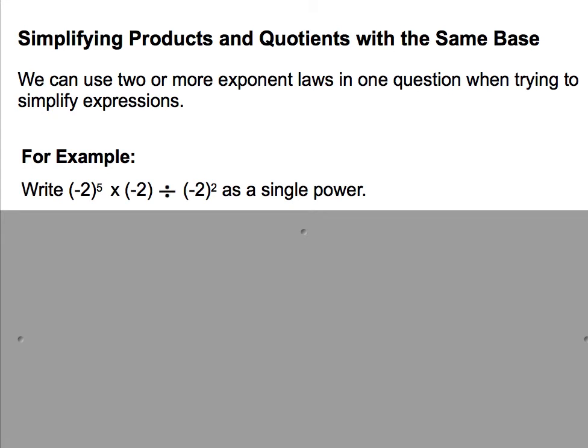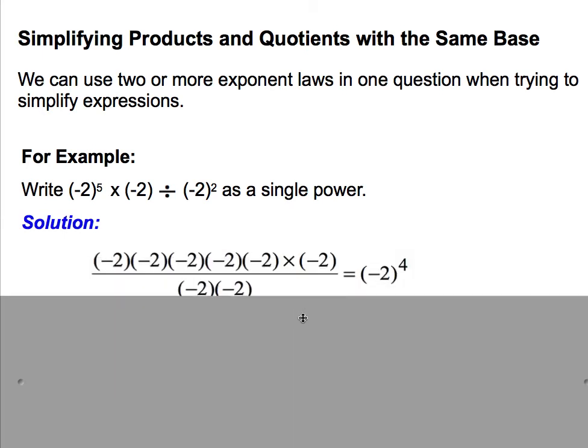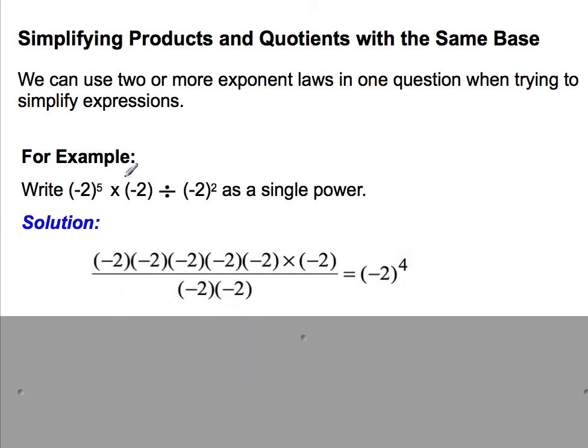I'm going to continue on, and then I'll go to part 3 of our video. So you can actually use 2 laws in the same question. So here, for example, I can write it as repeated multiplication. So I have 5 negative 2's, 1, 2, 3, 4, 5. I'm multiplying it by 1 negative 2, and there's that one. And then I'm dividing it by 2 negative 2's. So if I was to write this in repeated multiplication, that's what I would get.